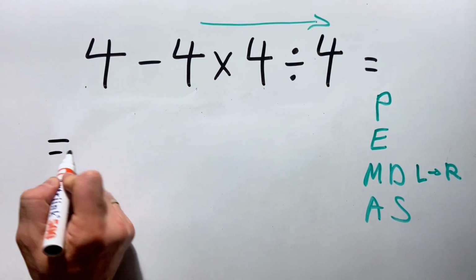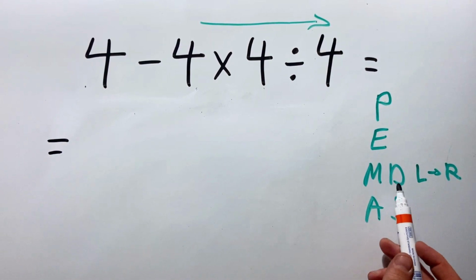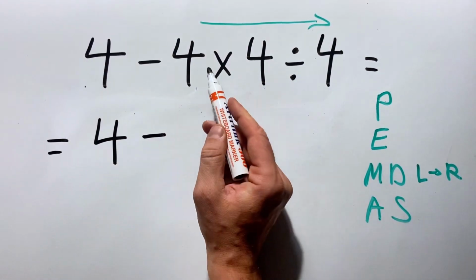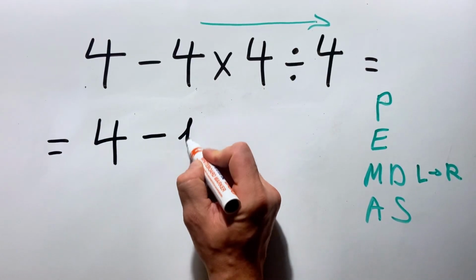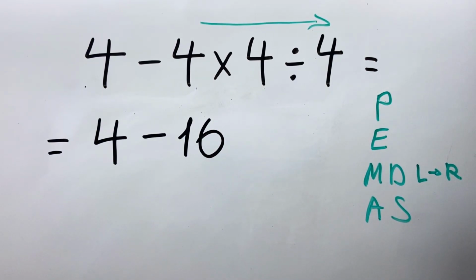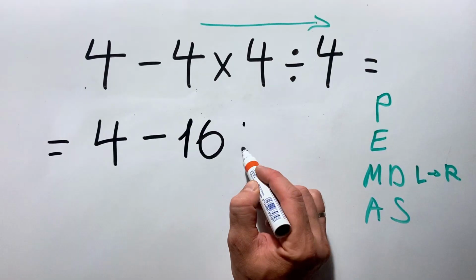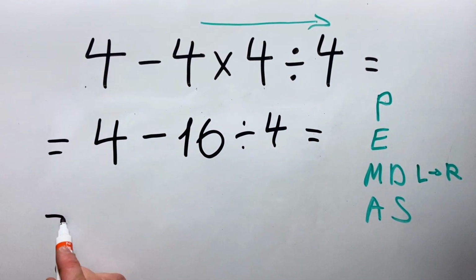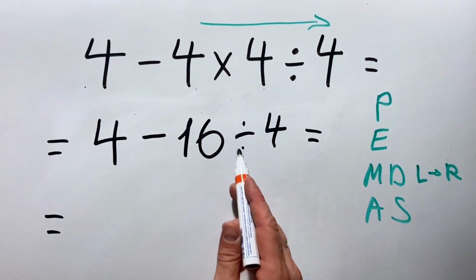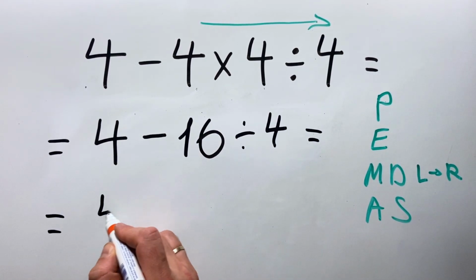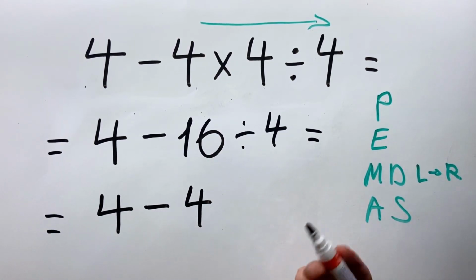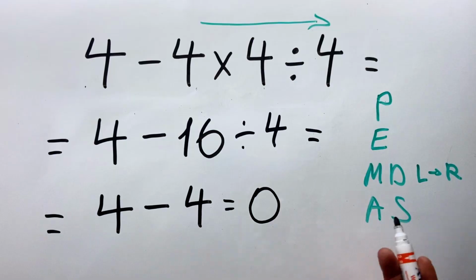Therefore, as we said, first we do the multiplication. So we get 4 minus 4 multiplied by 4, which is 16, and then divided by 4. So now we must do the division. Okay, 4 minus 4. I'm laughing because it's the same result, but of course this is the correct approach.